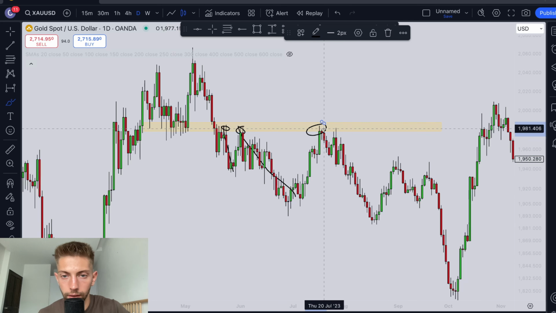Let's say here we got a huge reaction, and a huge reaction here. So let's say this doesn't happen yet, so I will mark out this level like this, and I know when price gets into this level, I will wait for my entry.